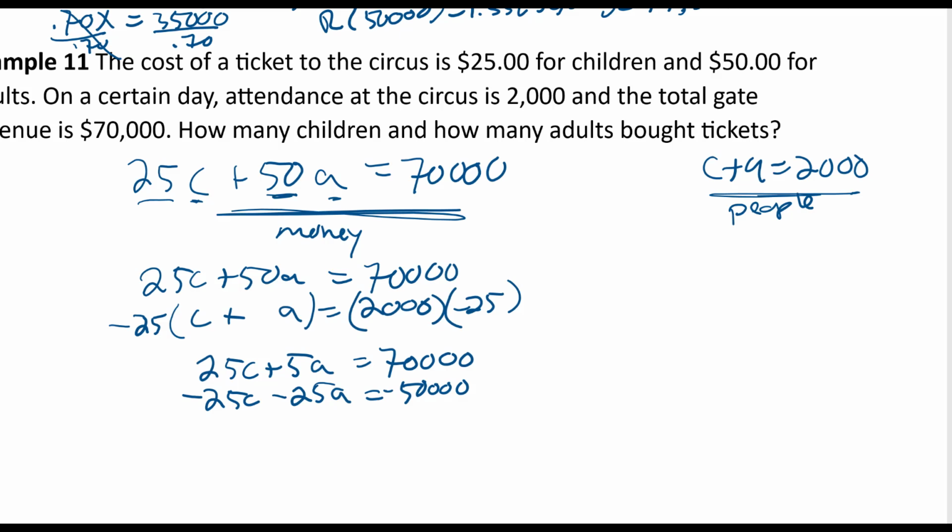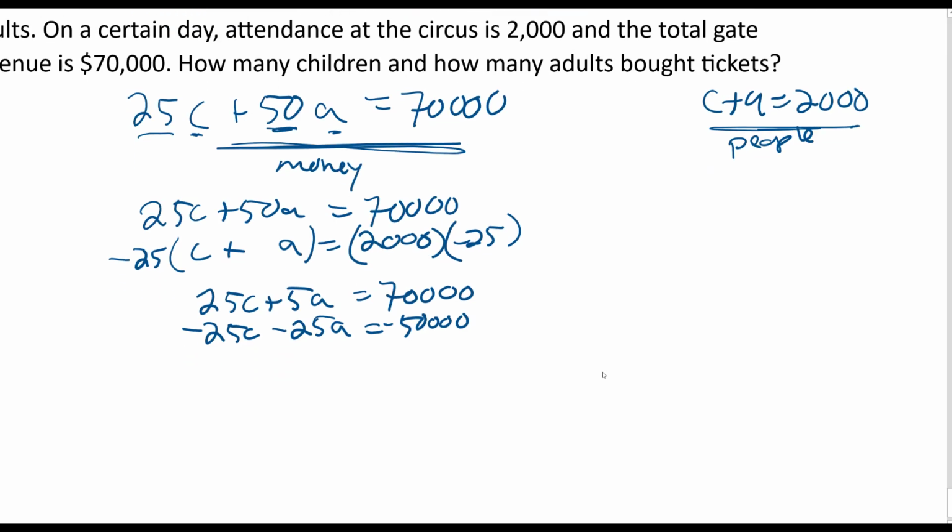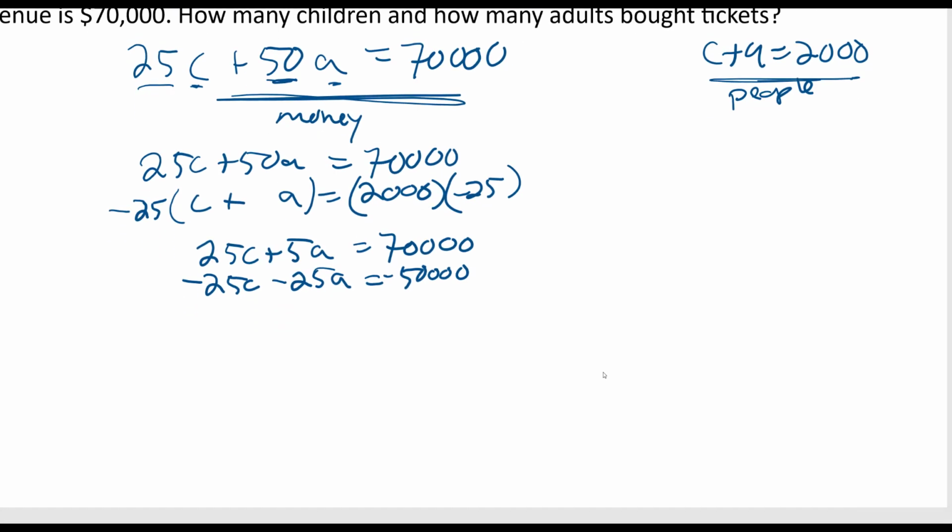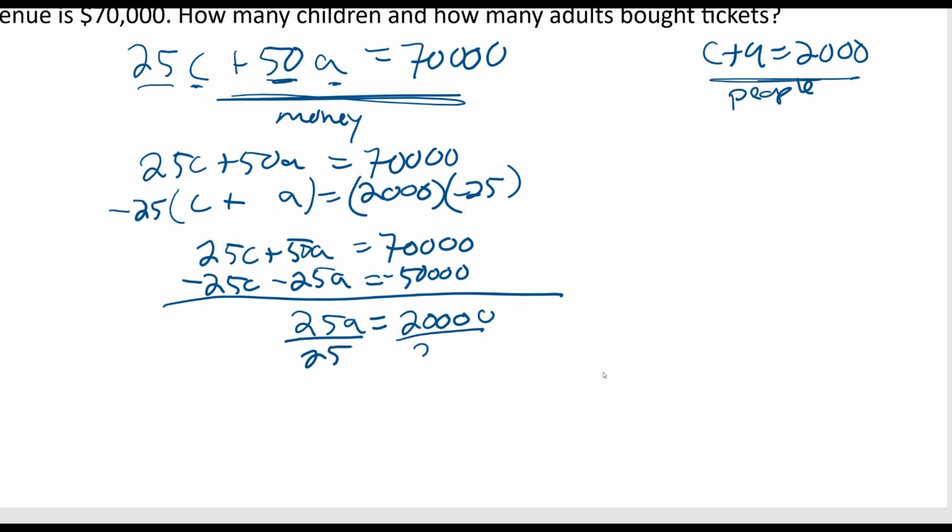Now, we could have done a substitution as well on this, honestly. It doesn't matter. This was what I thought was good to do. And that's 50, by the way. 50A minus 25A is 25A. 70,000 minus 50,000 is 20,000. Divide by 25. A equals, excuse me.